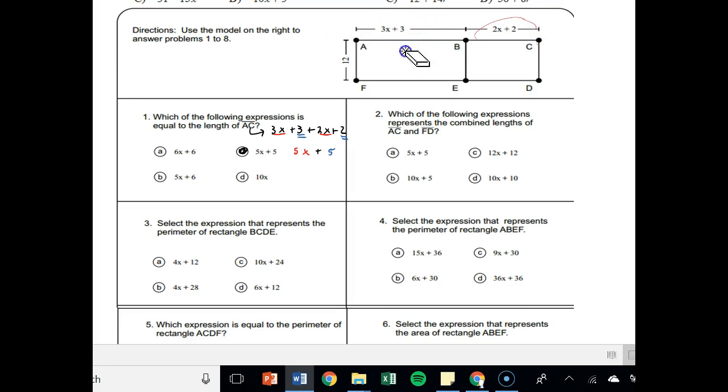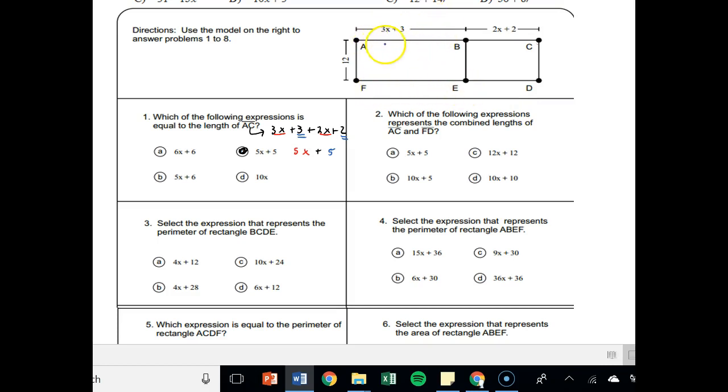So 3x plus 3 plus 2x plus 2, and that's all I did, right? I said 3x plus 3 plus 2x plus 2, combine like terms, boom, I got my answer. Now it says, which of the following represents the combined lengths of AC, that top part, and FD. But wait a second, FD is not labeled.